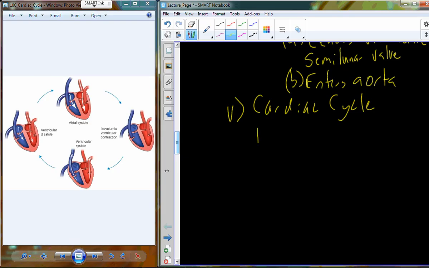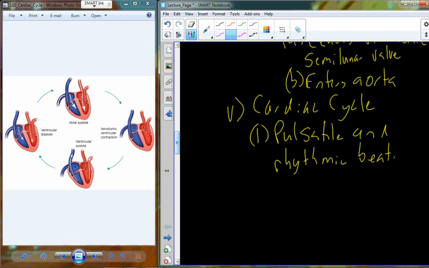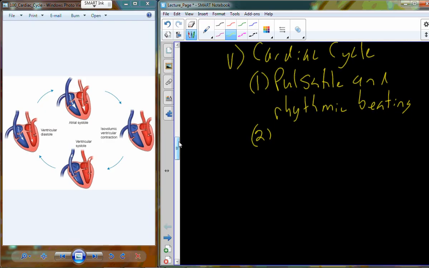So the cardiac cycle is basically dealing with the pulsatile and rhythmic beating of the heart. And really, the left and right sides of the heart are going to do the same thing, and we're going to go from top to bottom. So first, the two atria contract, and then the two ventricles contract.